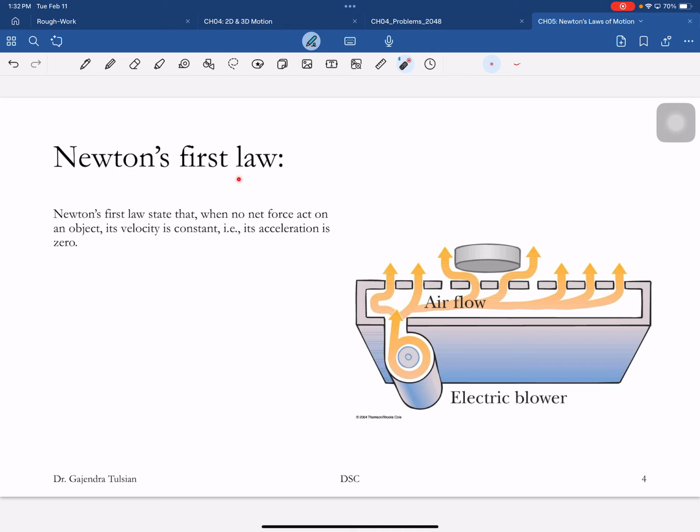So his first law of motion says, when no net force acts on the object. Net force just means that if there are several forces acting on it, the net force is the sum of those forces. So if the sum of all the forces acting on the object is zero, then its acceleration is zero and velocity is constant. Like we said, it's really a special case of Newton's second law.